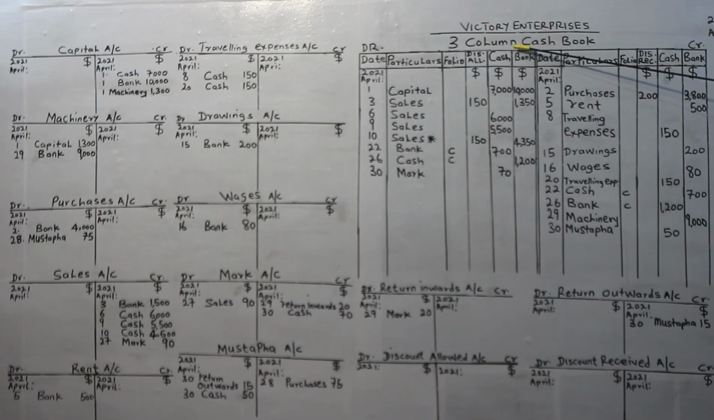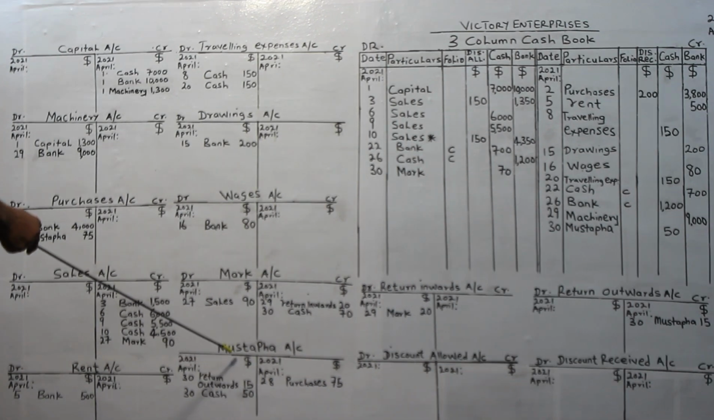So we credit the 3 columns cash book, the cash column, with $50 paid to Mustafa on 30th of April 2021. While Mustafa's account is debited with $50 cash received from the cashier on 30th of April 2021.